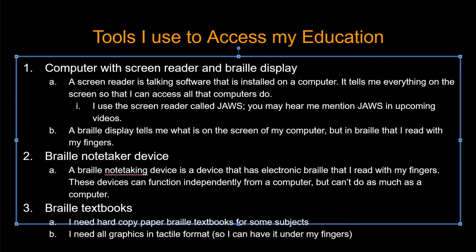2. Braille note-taker device. A braille note-taking device is a device that has electronic braille that I read with my fingers. These devices can function independently from a computer, but can't do as much as a computer. C. Braille textbooks. I need hard copy paper braille textbooks for some subjects. D. I need all graphics in tactile format so I can have it under my fingers.